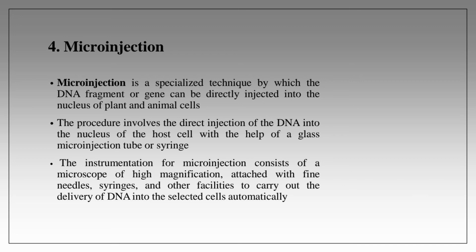Microinjection. Microinjection is a specialized technique by which the DNA fragment or genes can be directly injected into the nucleus of plant and animal cells. The procedure involves the direct injection of the DNA into the nucleus of the host cell with the help of a glass microinjection tube or syringe. The instrumentation for a microinjection consists of a microscope of high magnification attached with fine needles, syringes, and other facilities to carry out delivery of DNA into the selected cells automatically.